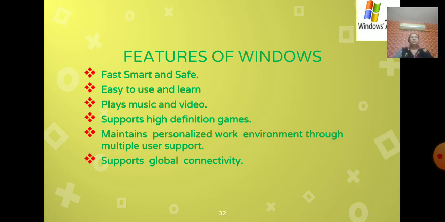Now what are the features of Windows? Windows 7 is fast, smart and safe, right? It is very easy to use and learn. You can play music and videos, right? And it supports this operating system. That is Windows 7, right? Windows 7 is an operating system.